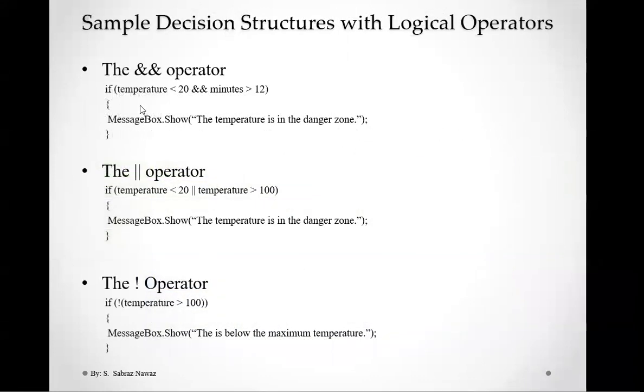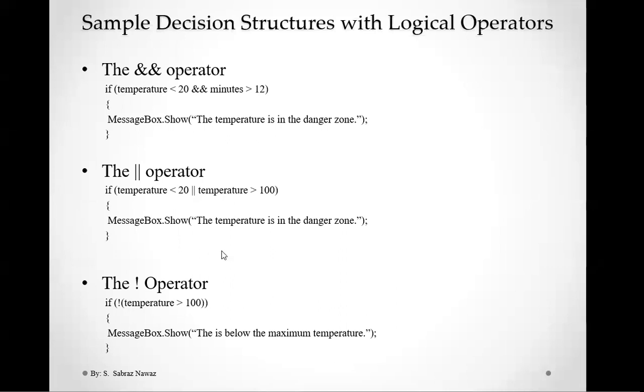That's how it works. So in this example, temperature must be less than 20 and minutes must be greater than 12. So if both these criteria are true, then only this message box will be displayed. Otherwise, this message box will not be displayed. In this case, if either temperature is less than 20 or the temperature is greater than 100, in either case, the message box will be displayed.